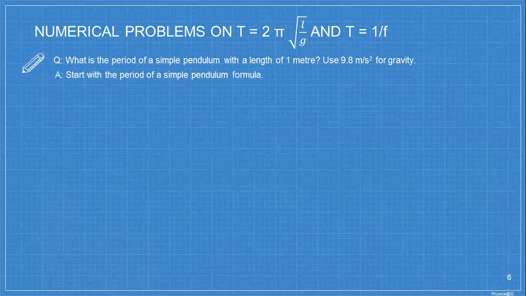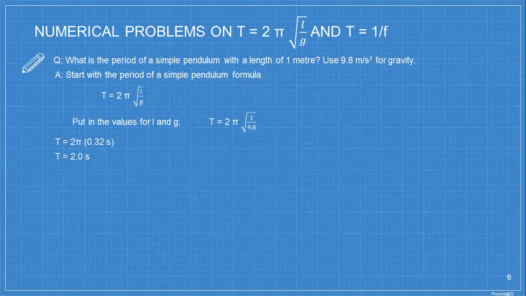We'll use the formula for a simple pendulum, that is T is equal to 2 pi square root of L upon G. We will substitute the values of L and G here. Substituting the values, we get T is equal to 2 pi into 0.32 seconds. Substituting the value of pi, we get the time period as 2 seconds.